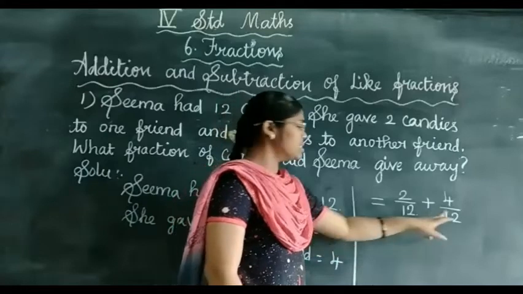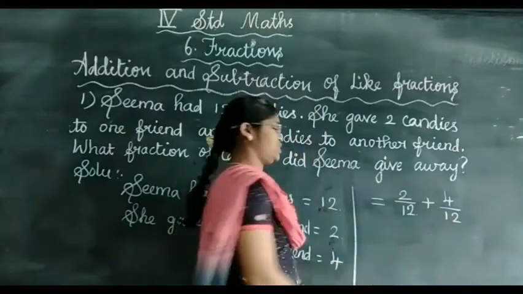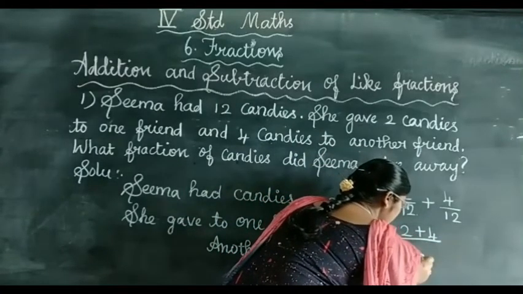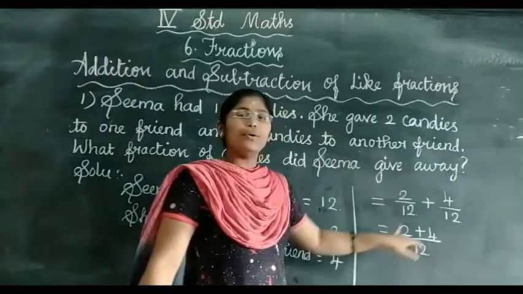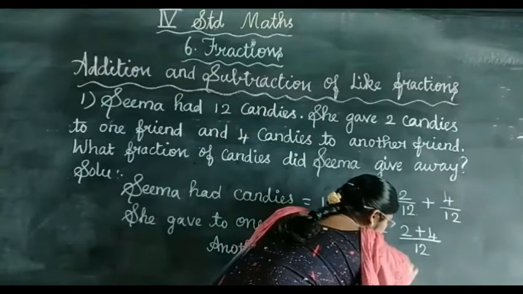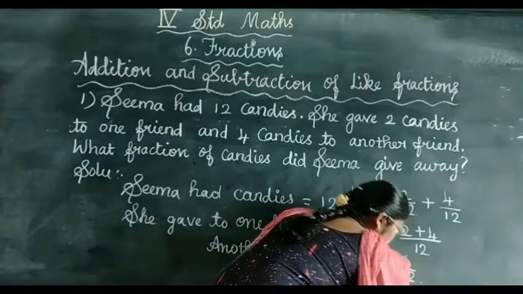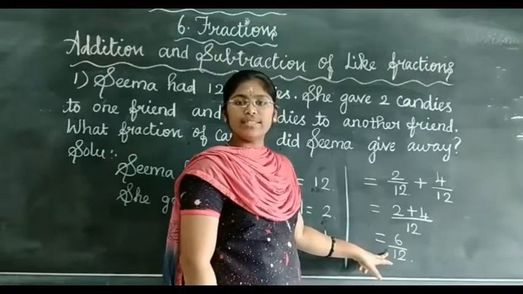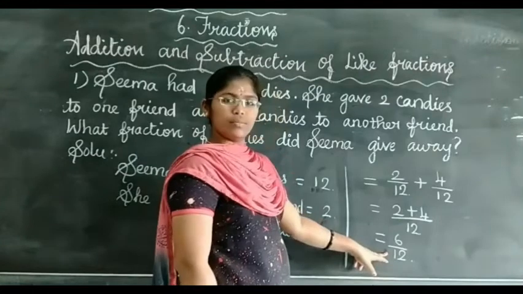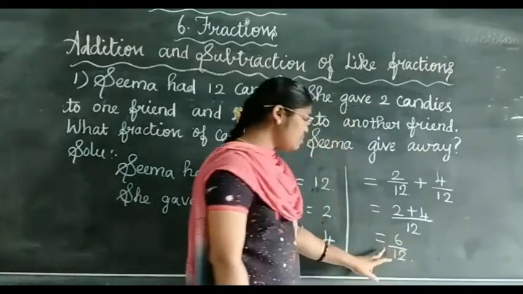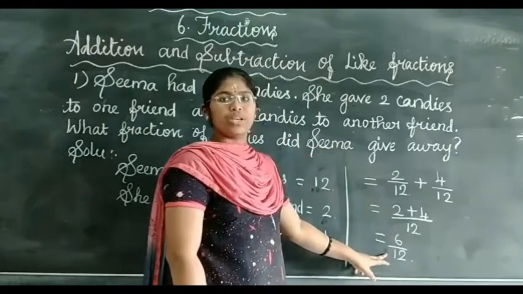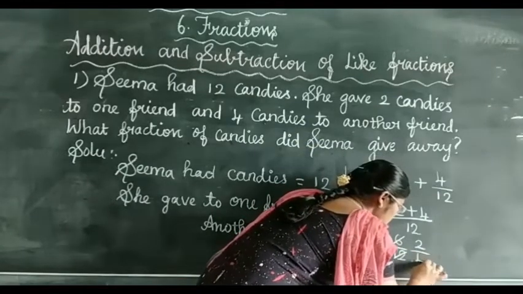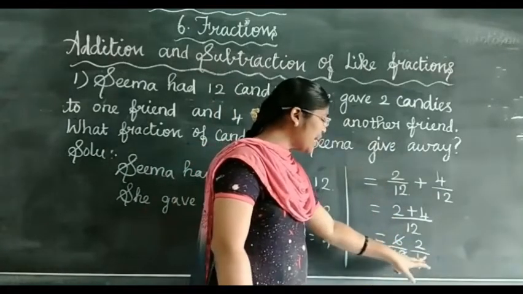Here the denominators are same. Yes, it is a like fraction. So we combine this fraction, 2 plus 4 divided by 12. 2 plus 4 is 6. 6 by 12. See here children, 6 by 12 is not in simplest form. Now we have to simplify this fraction. The common number of 6 and 12 is 3. Yes. 2 3s are 6 and 4 3s are 12. Now the fraction is 2 by 4.